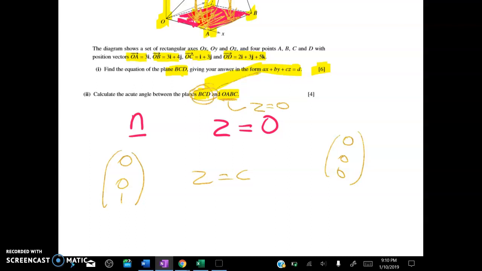And this BCD we're going to find in here. And the thing that we always use to find an angle between two things is cos of theta is equal to the dot product scaled by the magnitude of the two vectors multiplied together. So that's pretty much the whole question. So let's get going on the first part now.